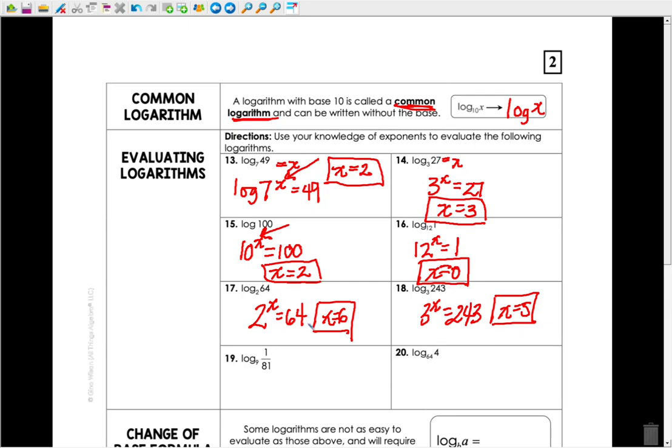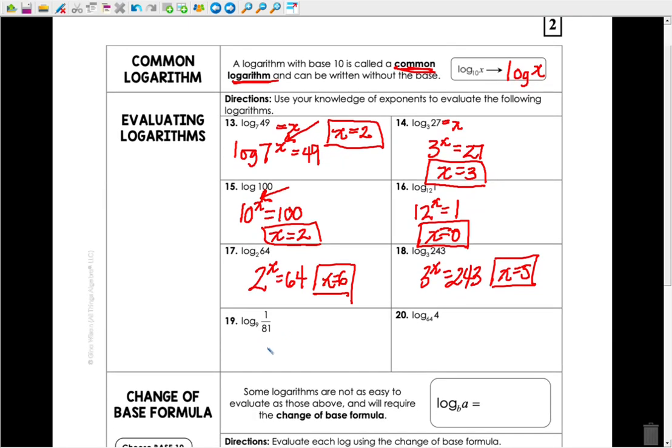I see a fraction, which means I know I've got a negative exponent coming up. This one is saying log base 9 of x equals 1 over 81. Well, we know that 9 to the second power is 81, but 9 to the negative second power would be 1 over 81.